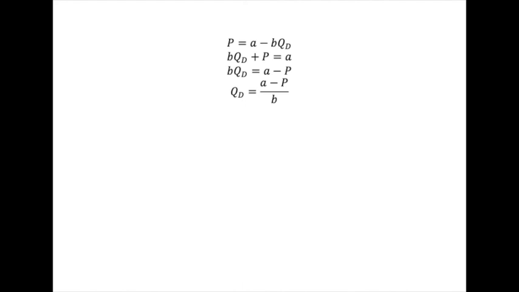Then take P away from both sides. Taking the P away from the left-hand side makes it disappear. So on the left-hand side, you've only got B QD. On the right-hand side, you've now got A minus P. So if you want to write it down, B QD is equal to A minus P. Right, now divide both sides by B. If you divide both sides by B, the B disappears from the left-hand side, and the right-hand side becomes A over B minus P over B, which is written on the slide. So QD is equal to A over B minus P over B.